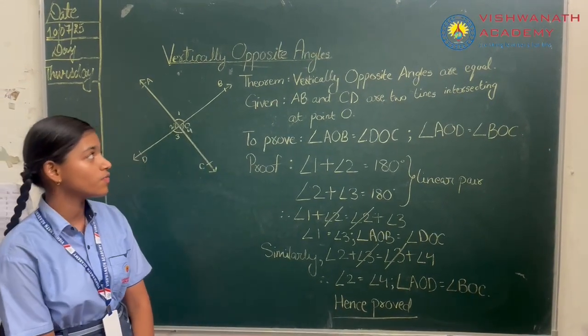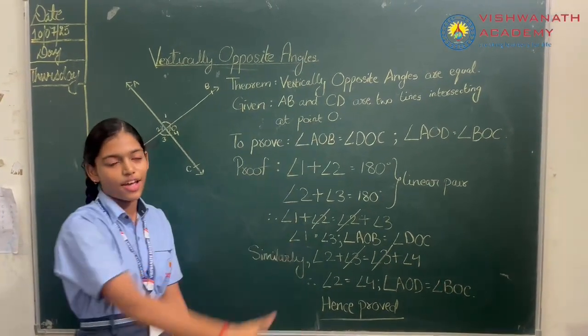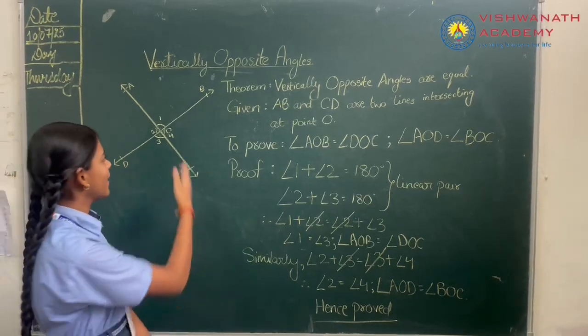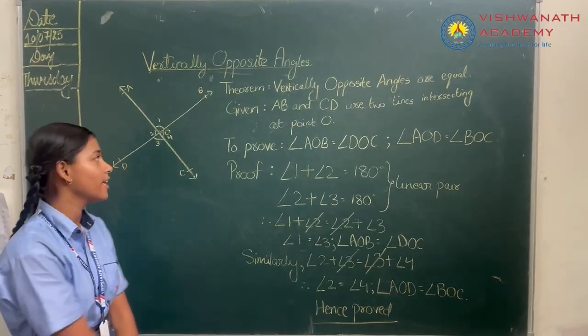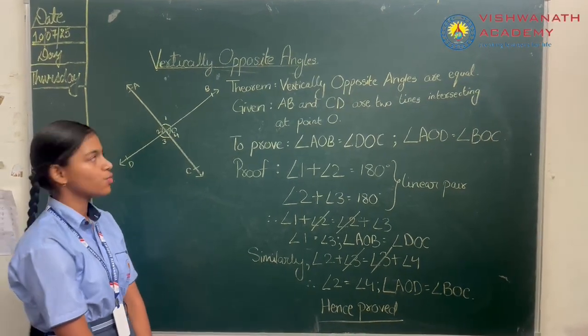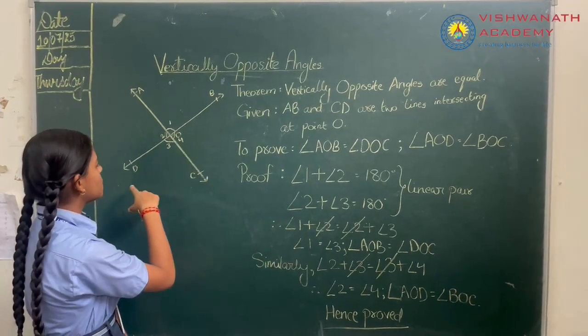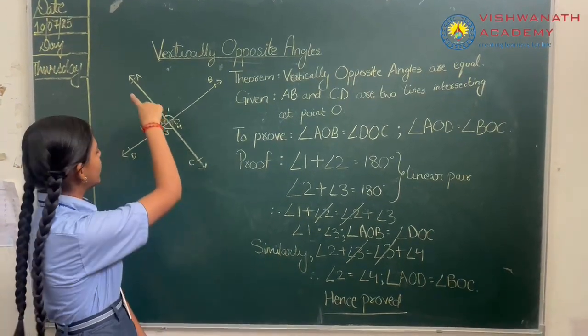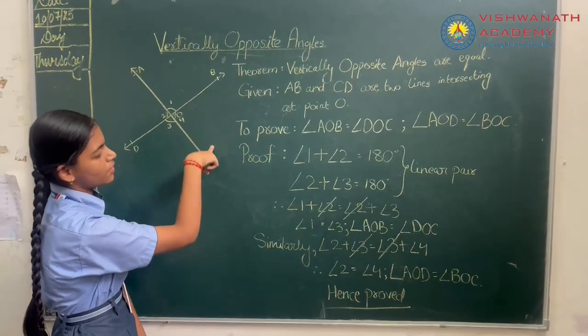Today we are here to prove the theorem that vertically opposite angles are equal. So here we can see that AB and CD are two lines intersecting at the point O. We have to prove that angle AOD is equal to angle BOC and angle AOC is equal to angle BOD.